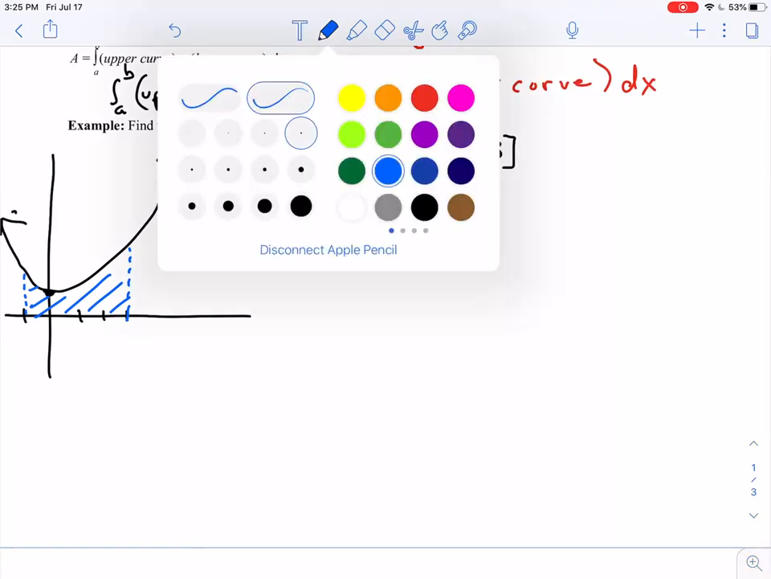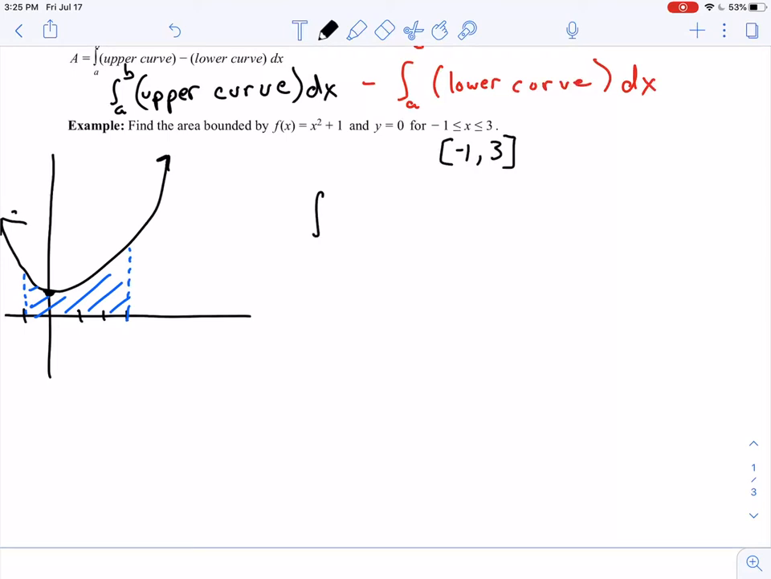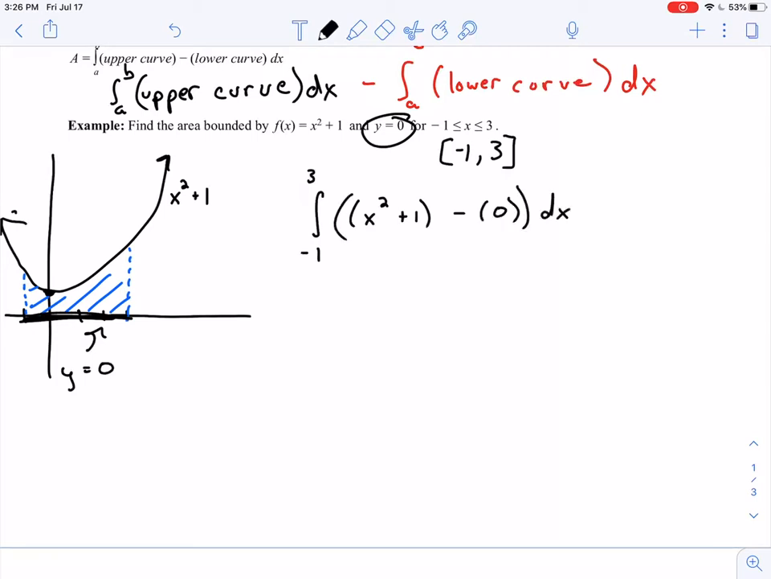So when I set this up, I'm going to set this up as the definite integral from negative 1 to positive 3. In this case, my upper curve is the parabola, x squared plus 1. Sometimes it'll help, I'll try and do this, to label your functions. So my upper function is x squared plus 1 minus my lower function. My lower function is just y equals 0. That's the x-axis. So I want to subtract 0, and then I'll integrate with respect to x.